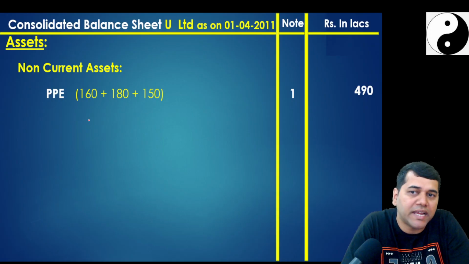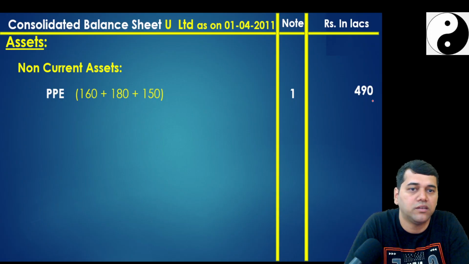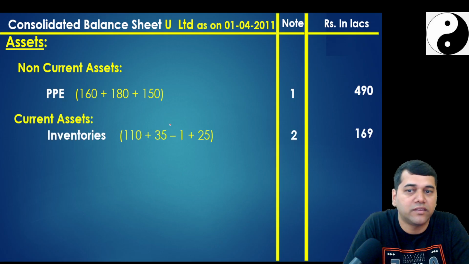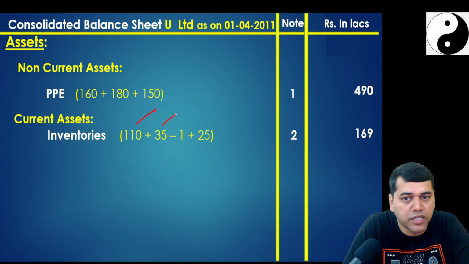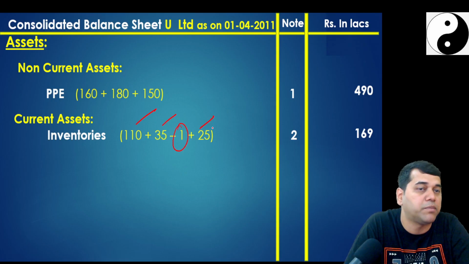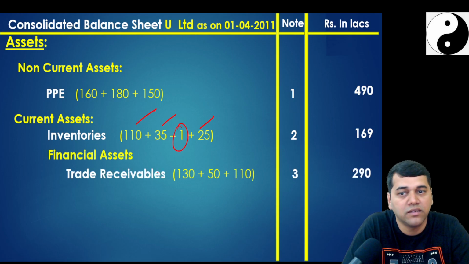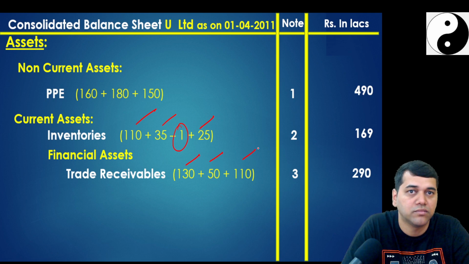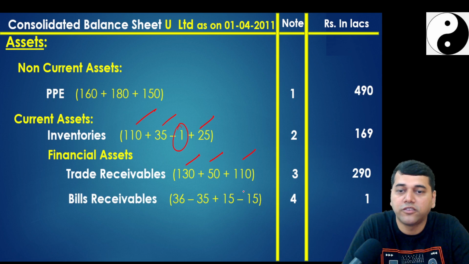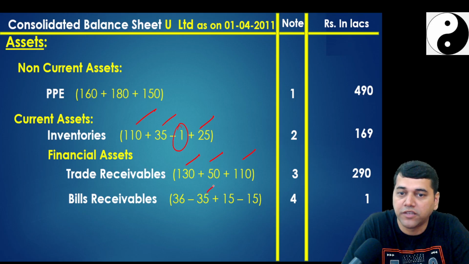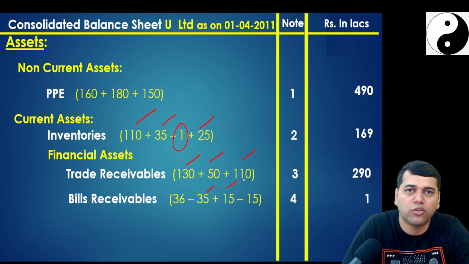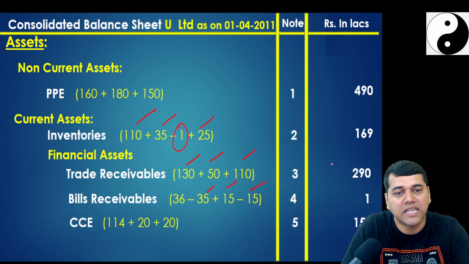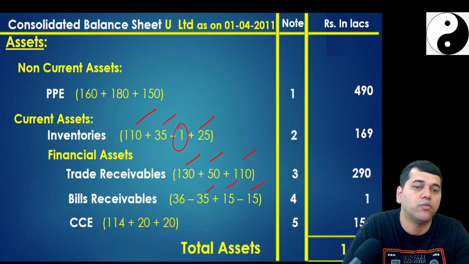You write in the bracket 160 plus 180 plus 150. 490, did you get this number? Current assets will be 110, 35, that one unrealized profit plus 25, 169. Trade receivable of all the three parties, there is no intercompany adjustments. Bills receivable 36 and there is an intercompany 35, plus Sandhya's or Usha's 15 and minus 15, 1, and cash equivalent is 154. So total 1104.